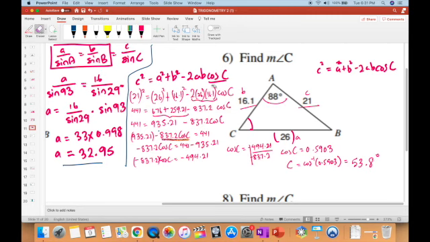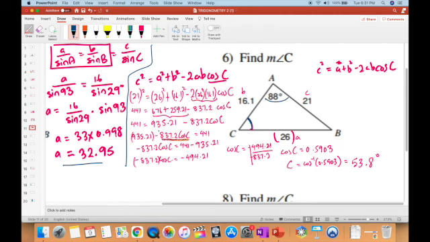So once you're seeing that, then you might want to think cosine rule. Right? And of course we wanted to find this angle here. Yeah, we have the three sides. And we wanted to find the angle there, right? And we have two sides and the included angle, right?